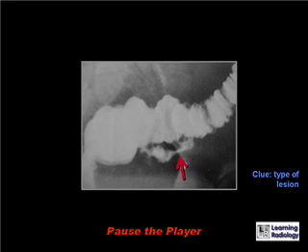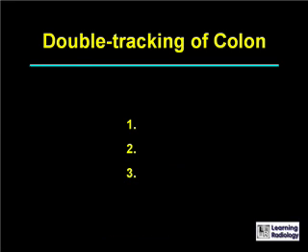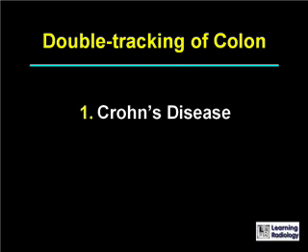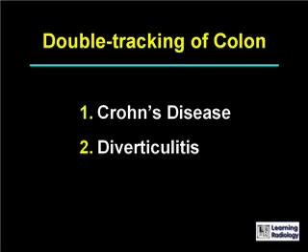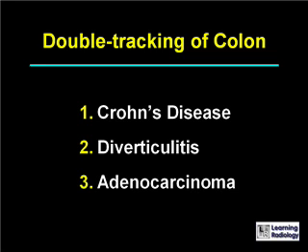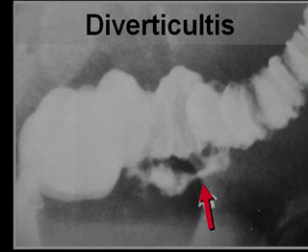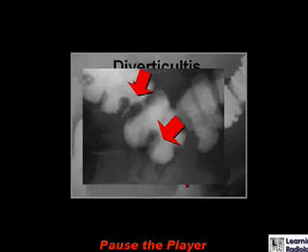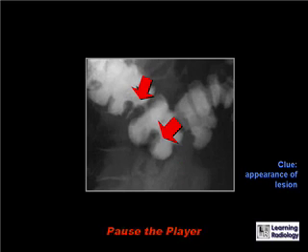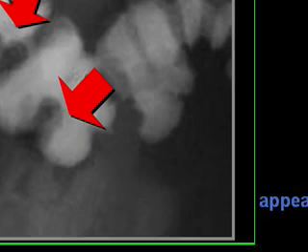The differential is for double tracking of the colon. There are 3 causes listed. 3 causes of double tracking in the colon are Crohn's disease, diverticulitis, and adenocarcinoma. This is the next differential diagnosis.